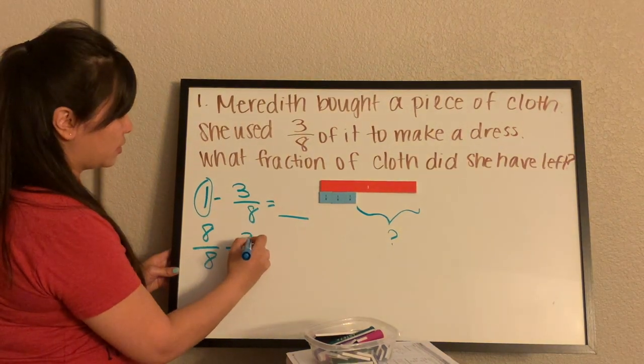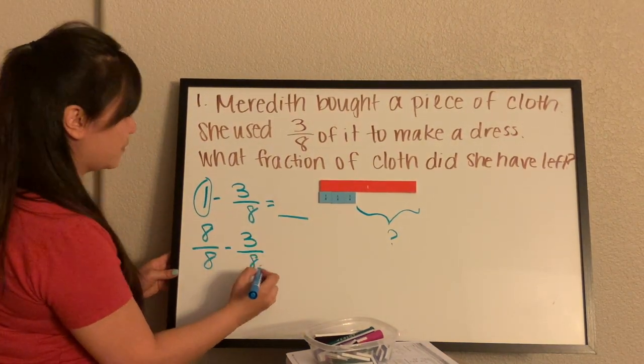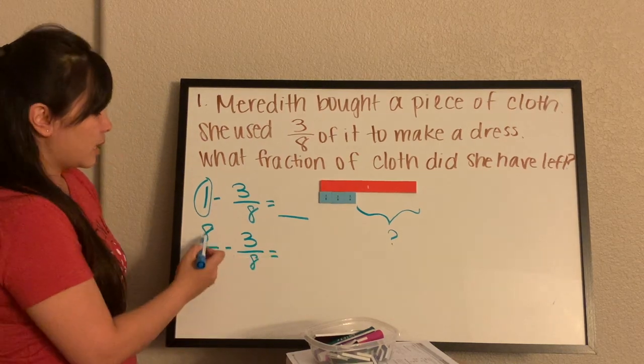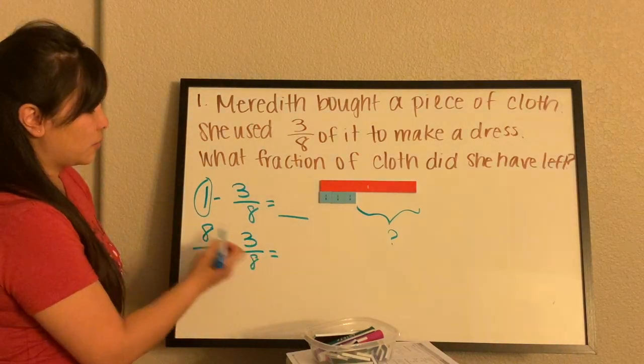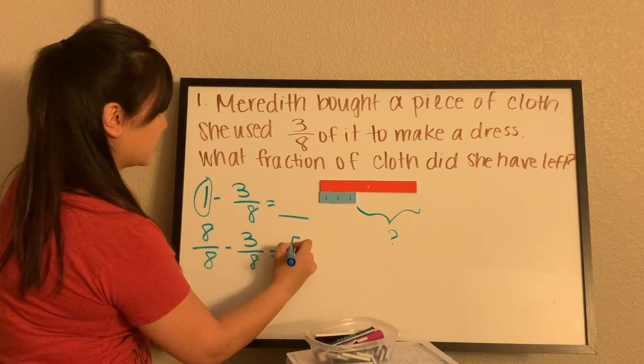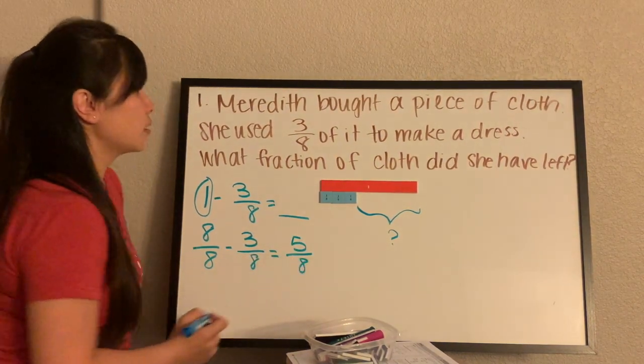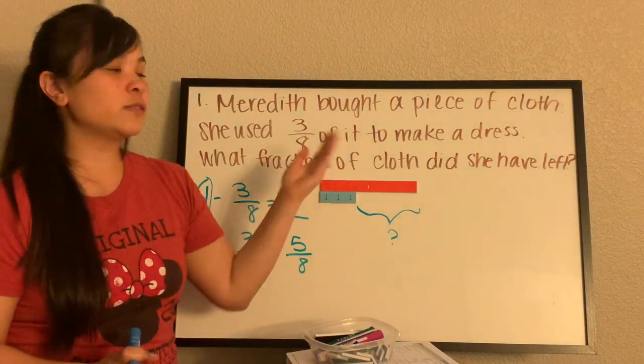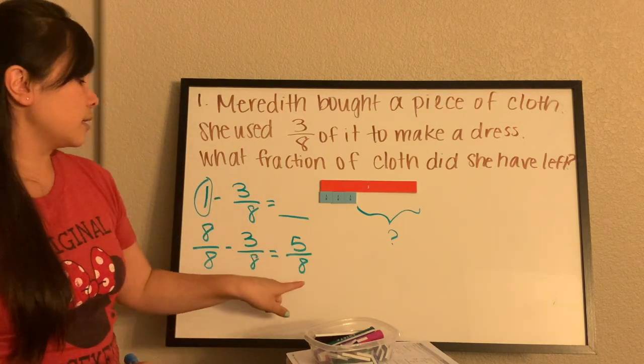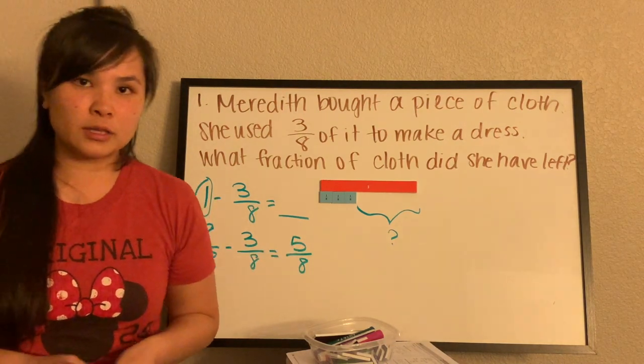We're going to subtract 3/8 from it, right? So now we're going to subtract. 8 subtracted by 3 equals 5/8. So what fraction of the cloth does she have left? She has 5/8 of her cloth left.